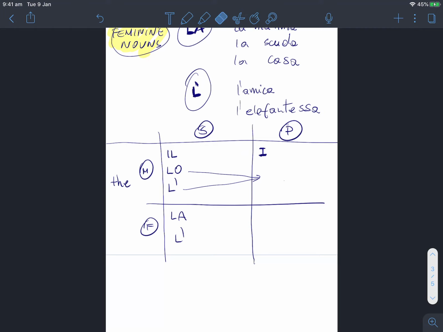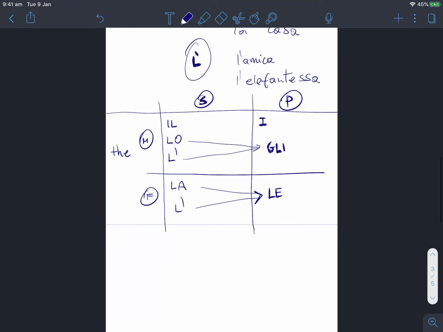Actually, let me rewrite this because it's messy. Gli. And la and L apostrophes become le. Okay? So i, gli, and le, this is what will cause difficulty. Now, what do we mean by, let me give you an example.